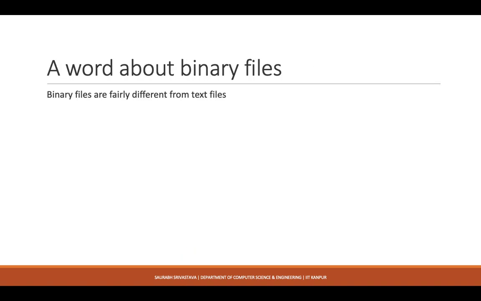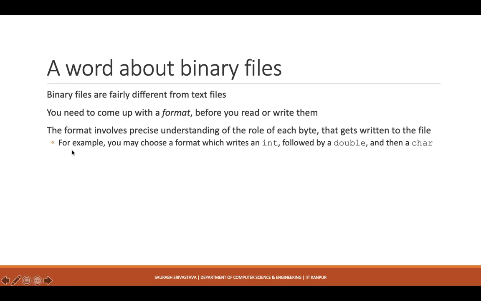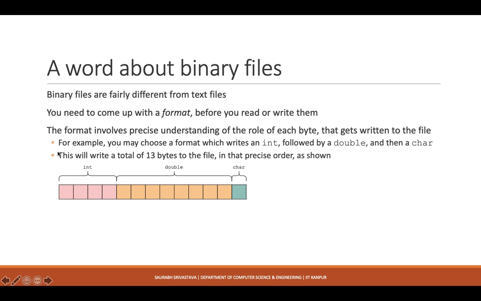Now, a little bit more about binary files before we go through. Binary files are very different from text files. You need to have some kind of predefined format before you read or write them. This format involves a precise description of exactly what each byte in your binary file means, and how it is to be interpreted. Let us say you need to write three pieces of data, an integer, a double, and a character, to a binary file in that order. The file will have 13 bytes in it, and it looks something like this. The first 4 bytes constitute the integer, the next 8 bytes constitute the double, and the last byte constitutes the character.